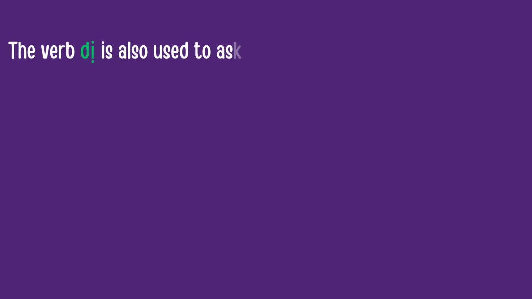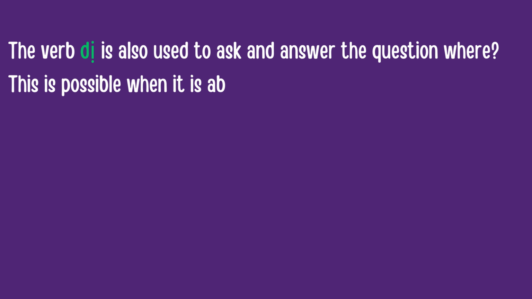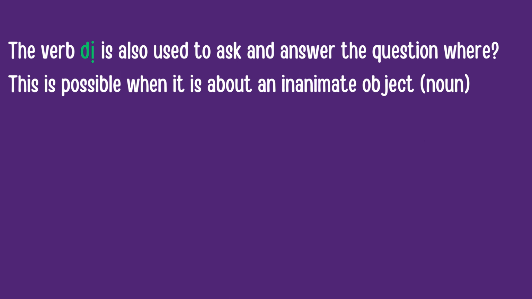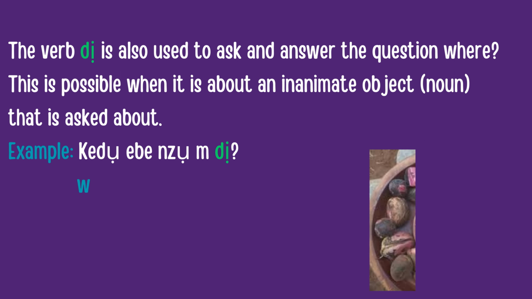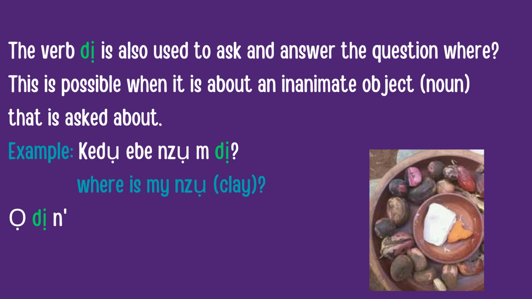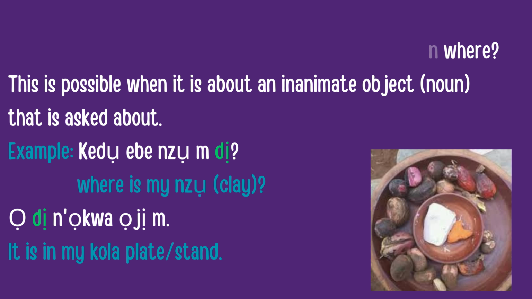Adị m mma. The verb de is also used to ask and answer the question where. This is possible when it is about inanimate objects. Example: Ebee ka nzu m dị? Ọ dị n'ọkwa ọjị m.